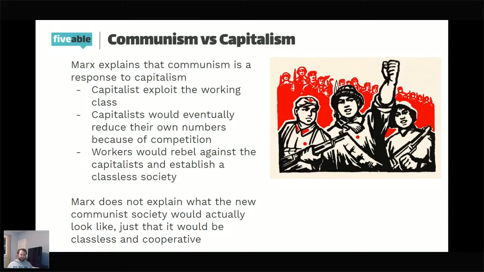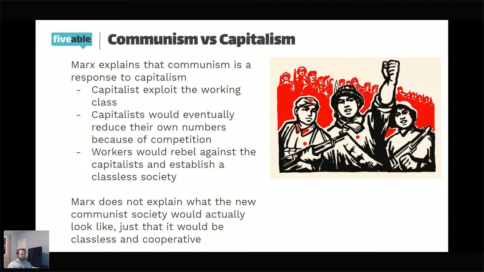And this is where we run into problems: when people start to try to implement this, they're going to realize that there's no blueprint, right? There's no plan. Lenin's going to run into this, and he tries to establish it in Russia, to the point where he's actually adopting some capitalist policies, because he's like, look, we need to do something. But Marx is really just saying, these are the causes and these are the effects, and this is sort of what society will look like.